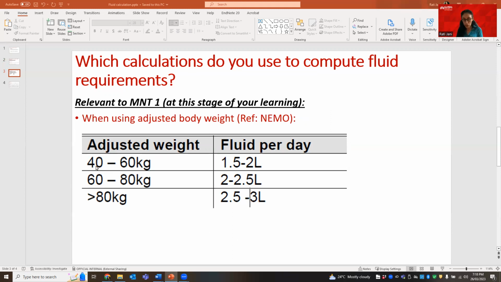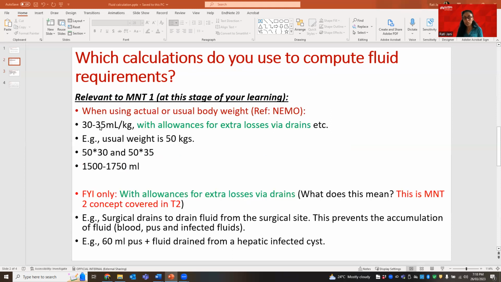Okay, so if the patient is between 40 to 60 kgs, the adjusted body weight, this is the fluid requirements, and so on and so forth. Similarly, over here, it is 30 to 35 ml per kg. So again, this is based upon the patient's body weight.